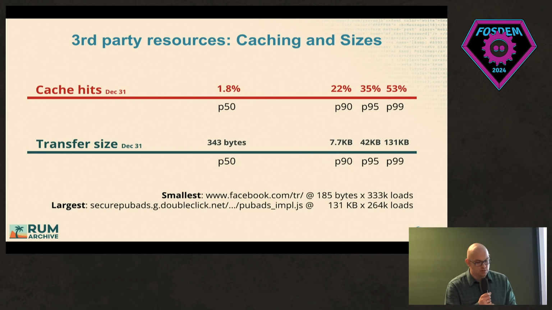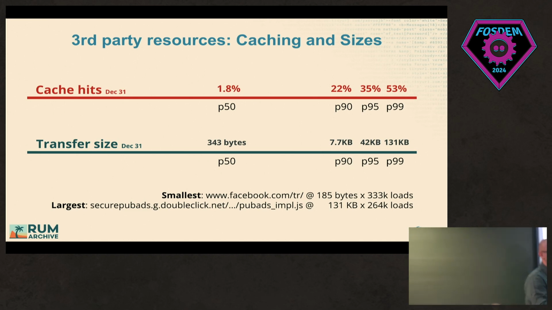As I said before, we also have some other stats on these third-party resources. For example, how often they're loaded from cache. And at the median, this is actually quite low. It's only about 2%. I definitely think that the browser cache partitioning plays into this. It gets better at higher percentiles. But most of these third parties are not actually loaded from cache.